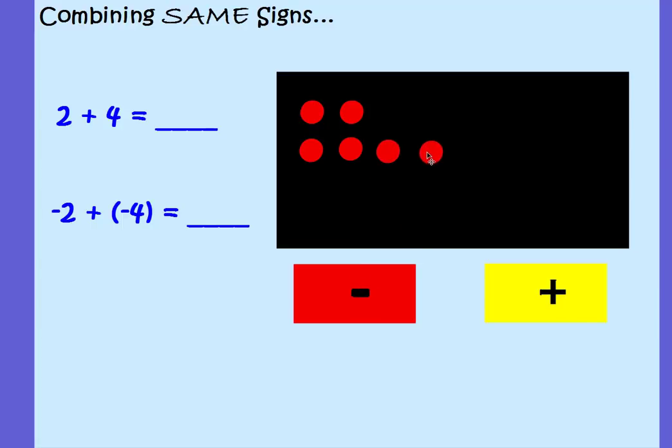You can see that they're all red, meaning they're all negative integers. So just count them up. 1, 2, 3, 4, 5, 6. And negative 2 plus negative 4 equals a negative 6.